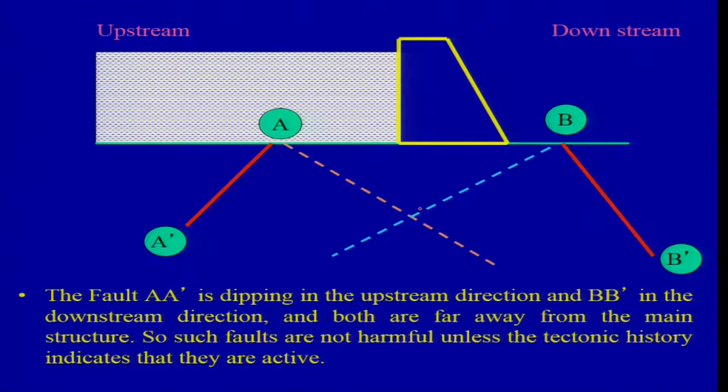But these two faults, marked in the pink dashed line and the blue dashed line, have the same surface manifestation here, but they are dipping in such a way that one is dipping in the upstream direction, another in the downstream direction, and both are crossing the structure somewhere. So when there is a movement along this plane, that will result in damage to the structure. So these two faults are okay, but these are not.